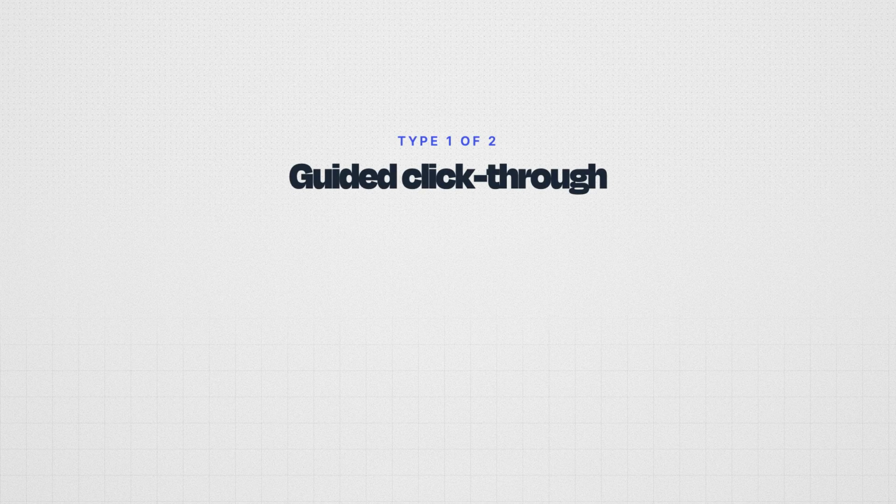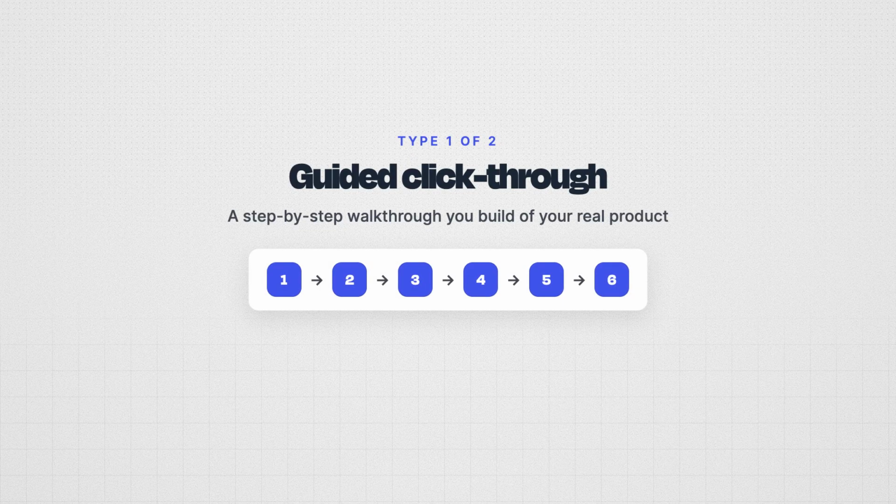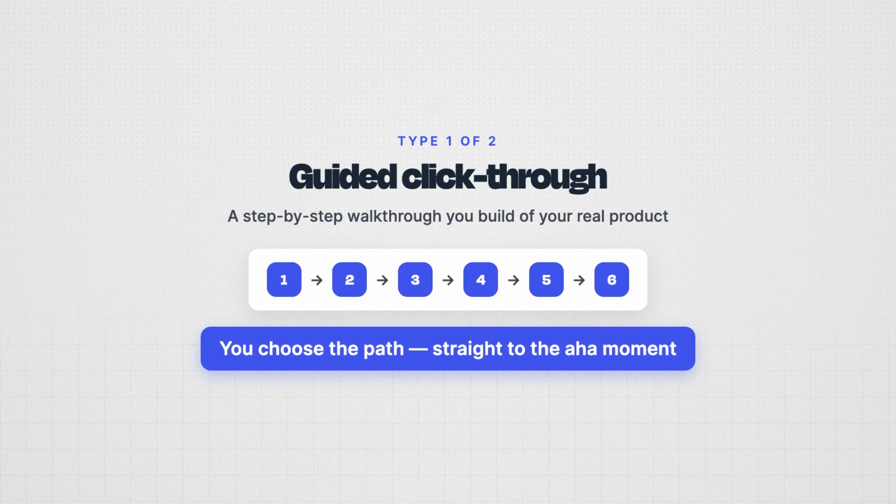Now, there are two main types of interactive demos. The first is a guided click-through demo. These are step-by-step walkthroughs that you create of your product to show a particular path of what your product does. Usually this walks a potential buyer to those key aha moments of your software.